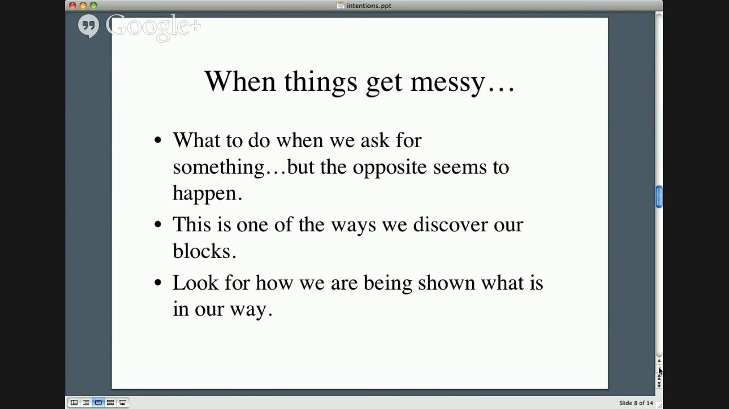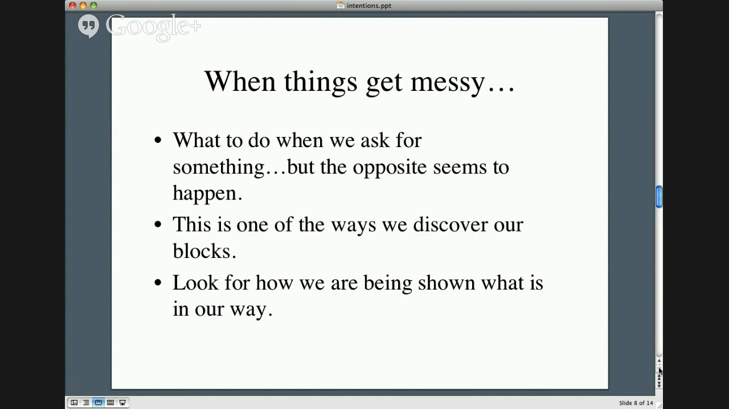And things get messy. So sometimes we ask for something. They say, in the Bible it says, ask and you shall receive, right? And we've all asked for things and, oops, sometimes we get it. Or sometimes we ask for things and it seems like the opposite comes true, right?